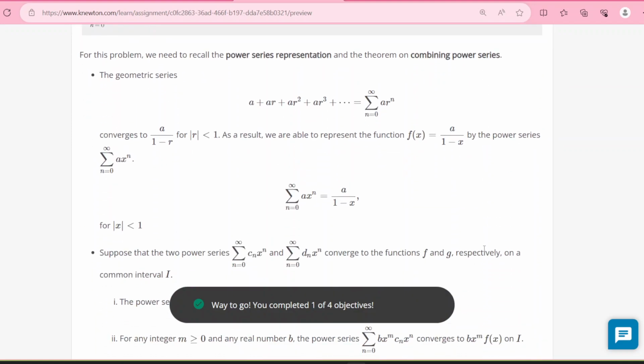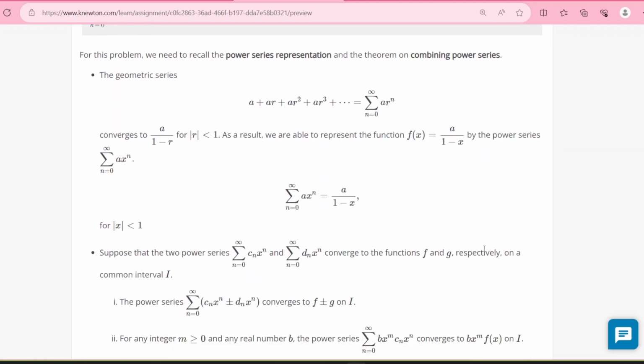All these problems, as you've been hopefully noticing, depend on your knowledge of that geometric series concept, and they keep repeating it in the answer explanations.